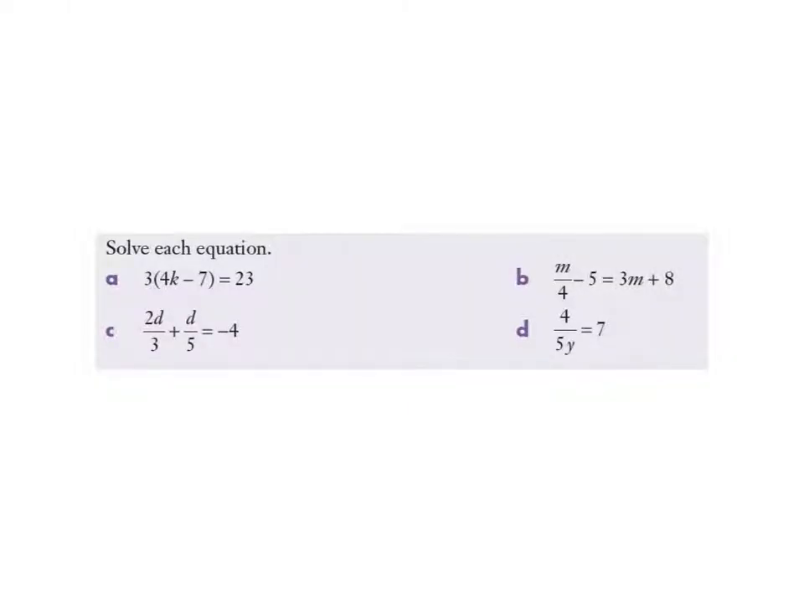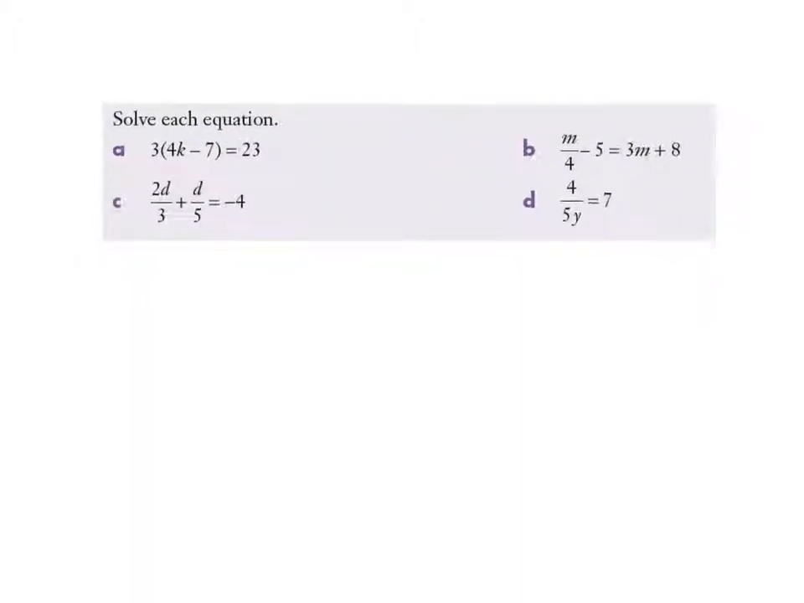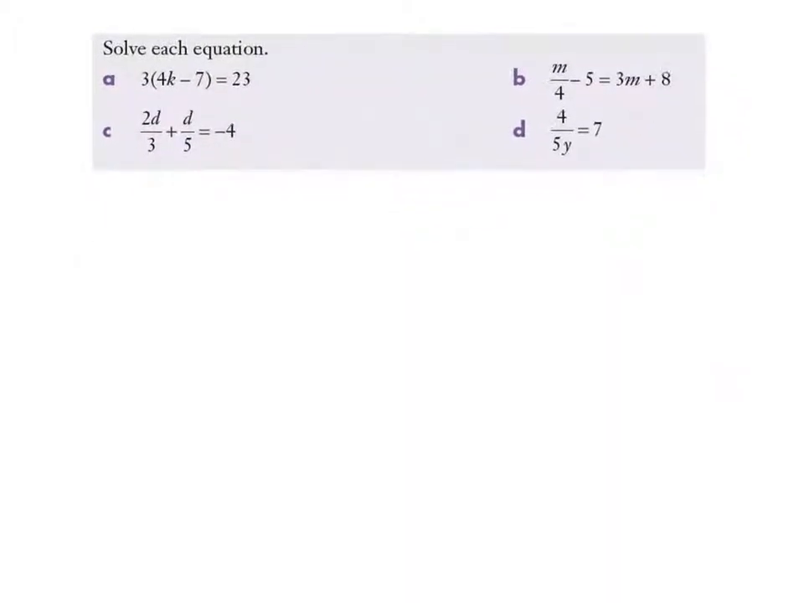Alrighty guys, so we are solving equations. Now, because we're in year 12 now, these equations get a bit tricky, but don't worry because I'm going to show you exactly how to solve them. I'm going to do A and B first, and that might just do for this video, and in the next video, I'll do C and D. So for A, 3(4k - 7) is equal to 23.